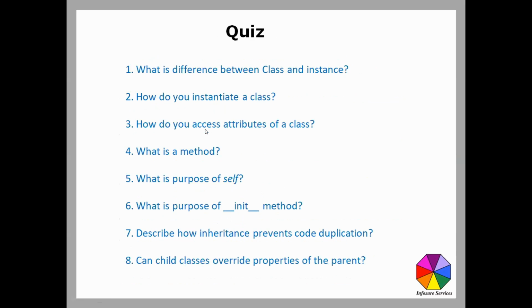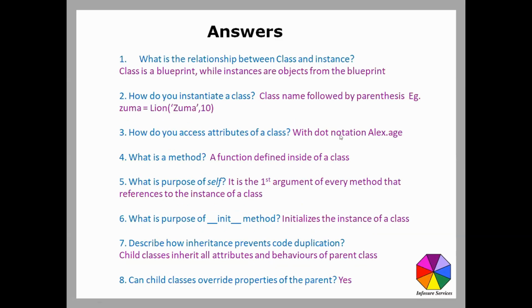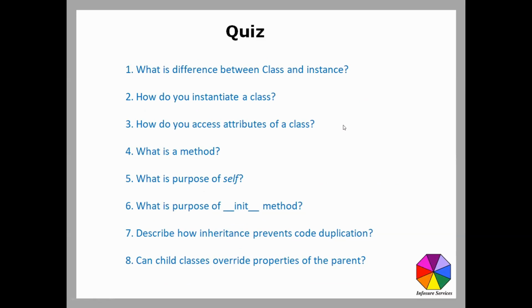Okay. How do you access an attribute of a class? This is like object dot the attribute of the class. You can access them by their class name or their instance. Specifically, it's object dot attribute reference, with the dot notation. So Alex dot age. Okay, Alex dot age. So object dot attribute reference.